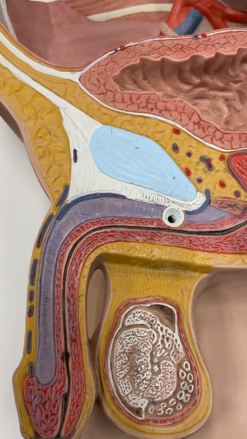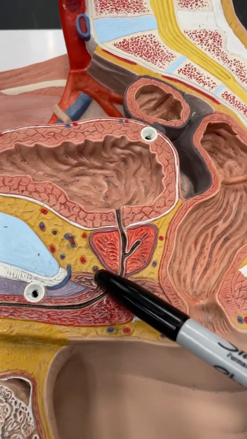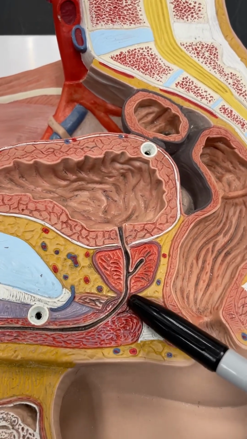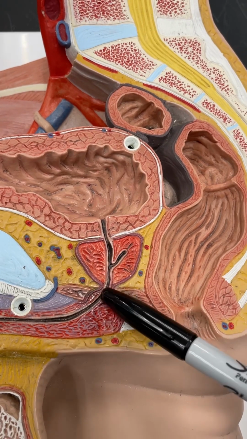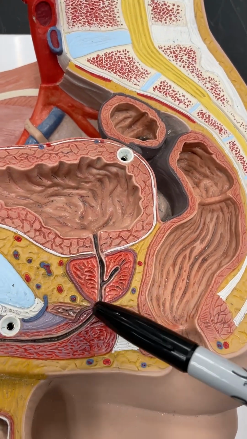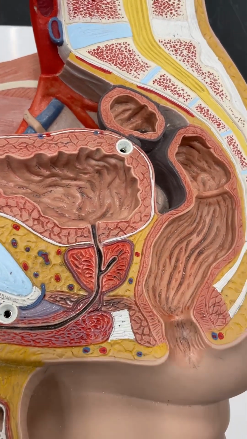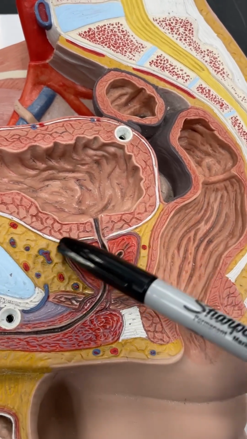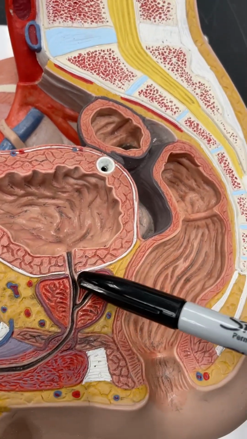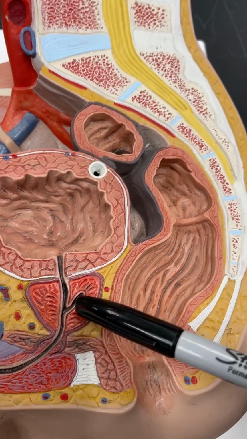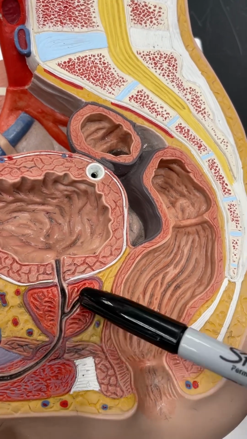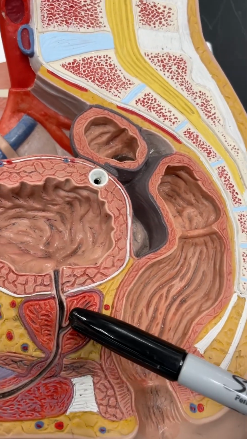If we keep going back up, we do see our urogenital diaphragm right here, membranous urethra within that. And the external urethral sphincter would be within the urogenital diaphragm. Prostate gland is right there. We see the prostatic urethra within it, as well as one of the ejaculatory ducts, the diagonal guy right there.